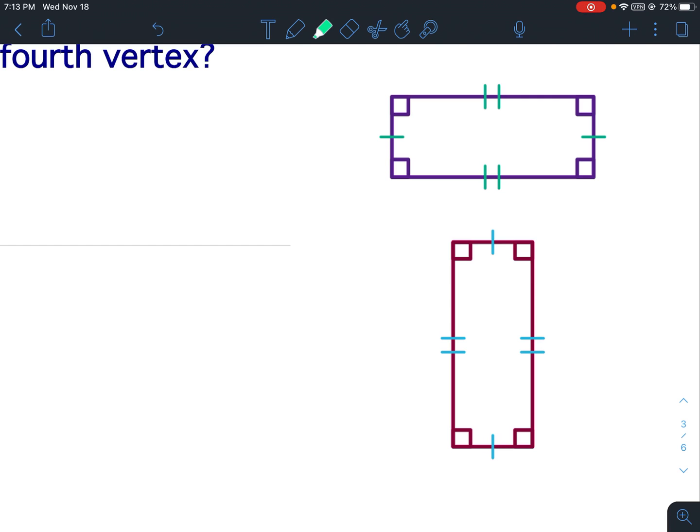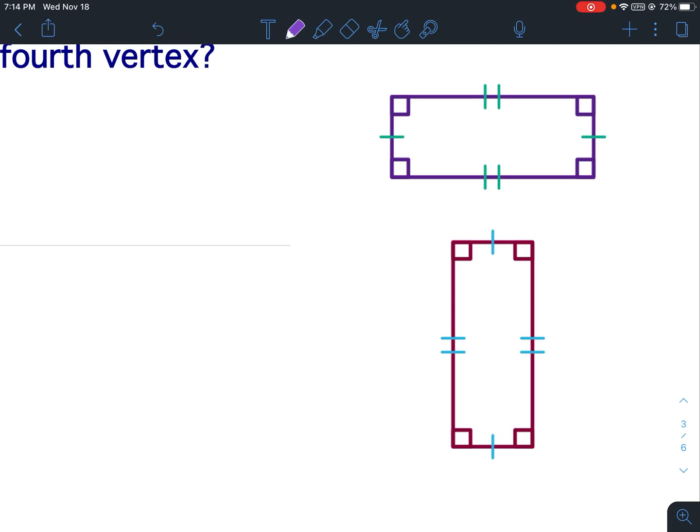Anyways, you see these marks that are on here? That means that those sides are congruent. So the two I just circled are congruent to one another. If they're congruent, that means their measurements are equal. And then these two sides would be congruent to one another, and their measurements are equal. So in a rectangle, opposite sides are congruent. Opposite sides are also parallel. They're congruent and they are parallel.